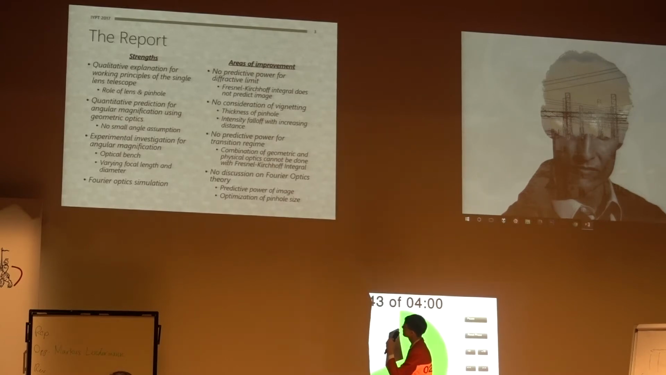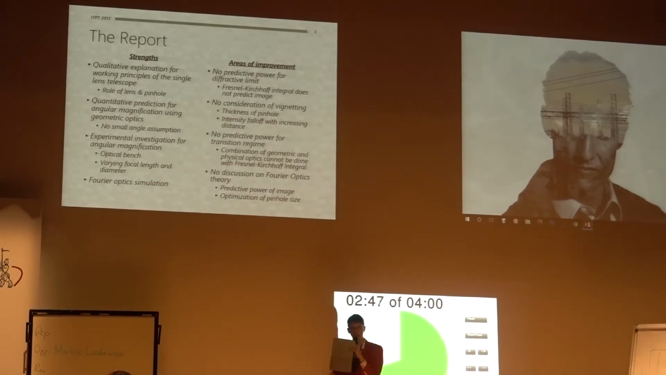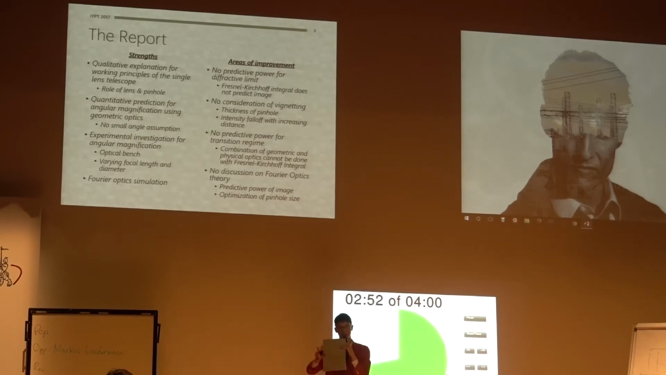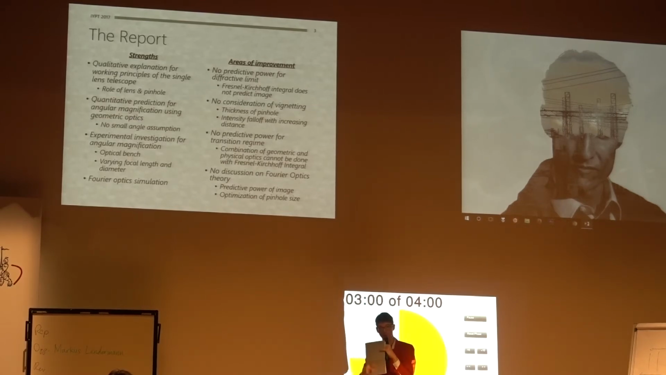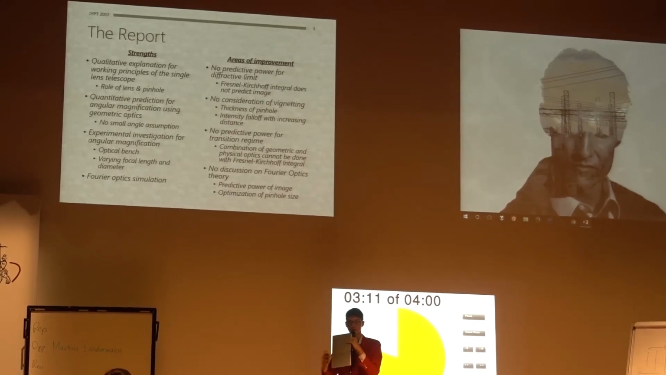Next, there's no predictive power for the transition regime. What I mean is that the reporter simply combined the theory for geometric blurring based on the ray tracing theory, and then they included the prediction of the Fresnel-Kirchhoff diffraction integral, and then they simply solved for the intersection between these two theories. And I believe that this is not accurate, as it does not properly account for the transition regime when we are transitioning from geometric to physical optics.